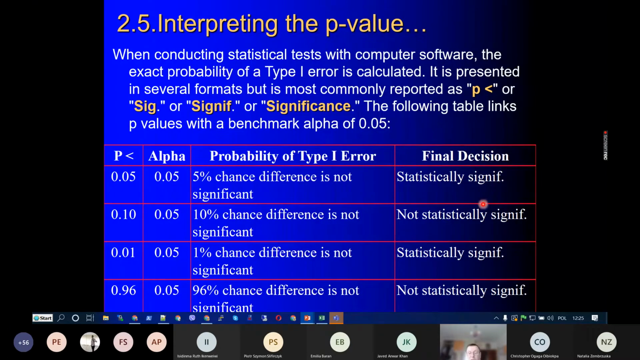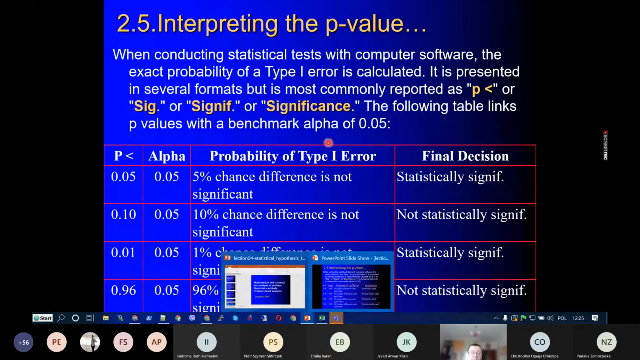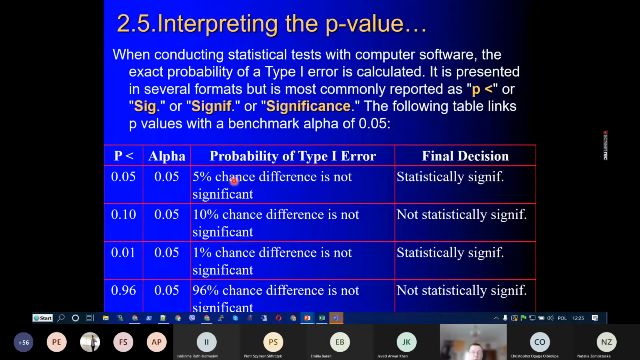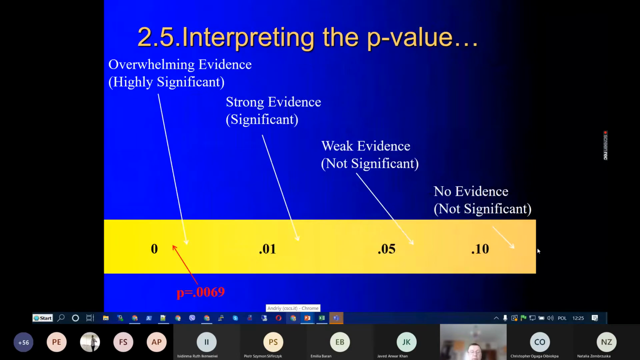And here we have a situation about what the probability of making a type 1 error is. If it's less than 5%, our result is statistically significant. But if we have greater than 5%, like in the second and fourth rows, our evidence is too weak to conclude that we are right. And here is an example of how we can depict it visually.